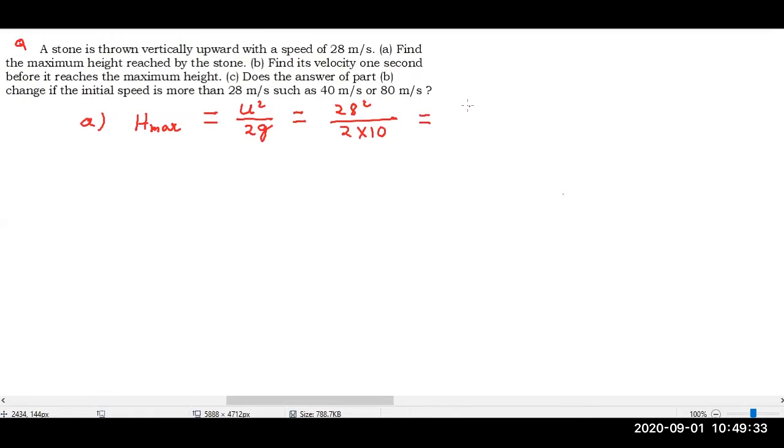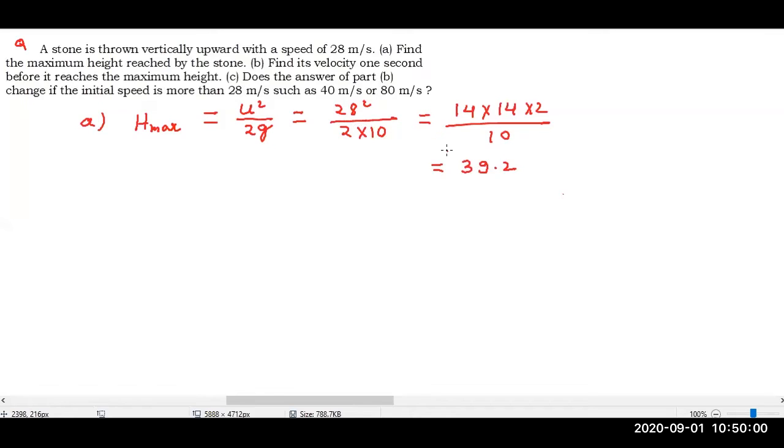So this will be 14 into 28, or 14 into like this, 14 square. So 14 square is 196. 196 means 392, so 39.2. We are getting 39. Or if you take 9.8, I think we will get the exact answer. Whatever, this is the maximum height we are getting.